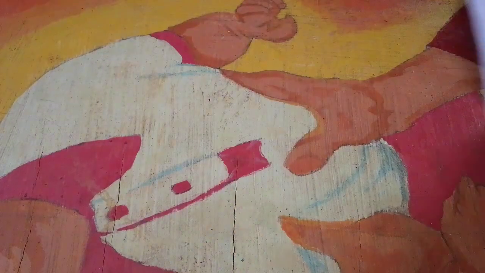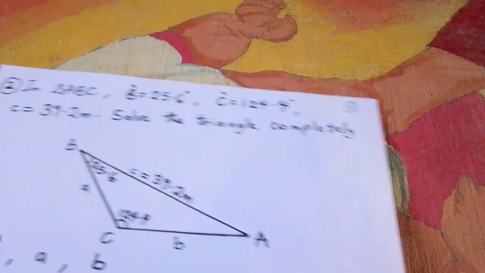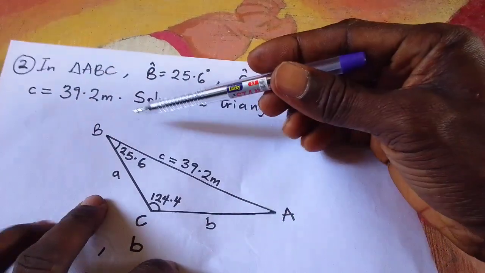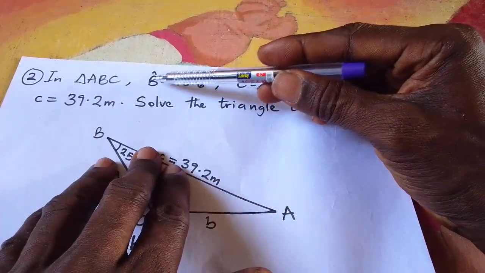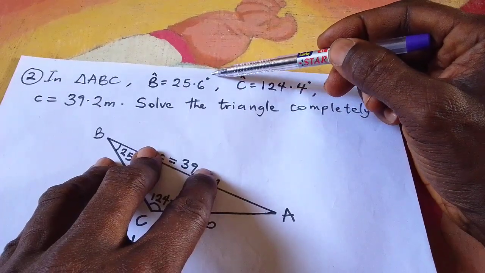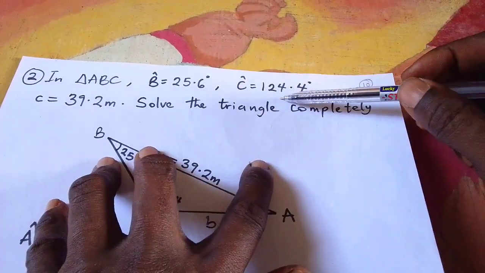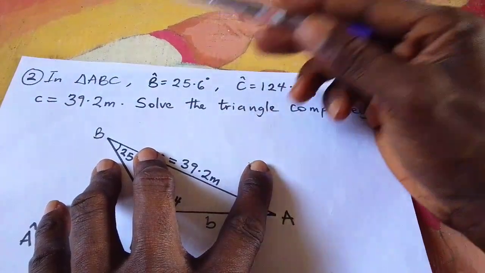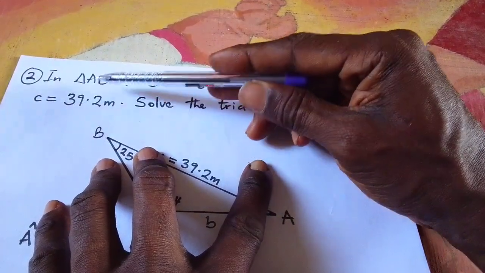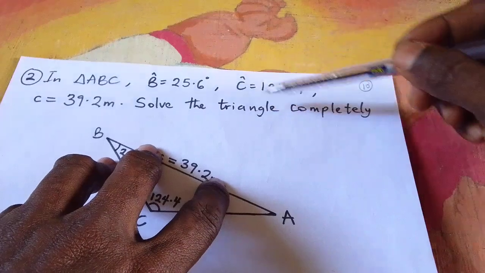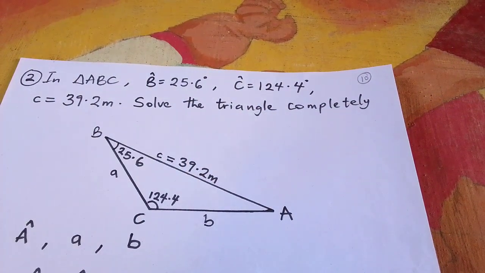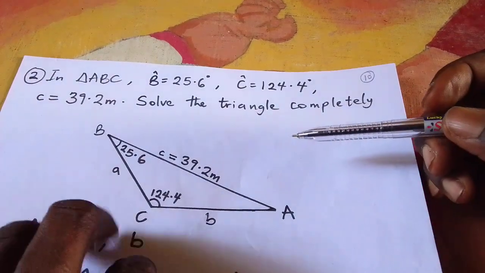Let's do another example. If you are given this question: in triangle ABC, angle B is 25.6 degrees, angle C is 124.4 degrees, and side c is 39.2 meters. Solve the triangle completely. If you are told to solve the triangle completely, it means you look for the other values that are not given.